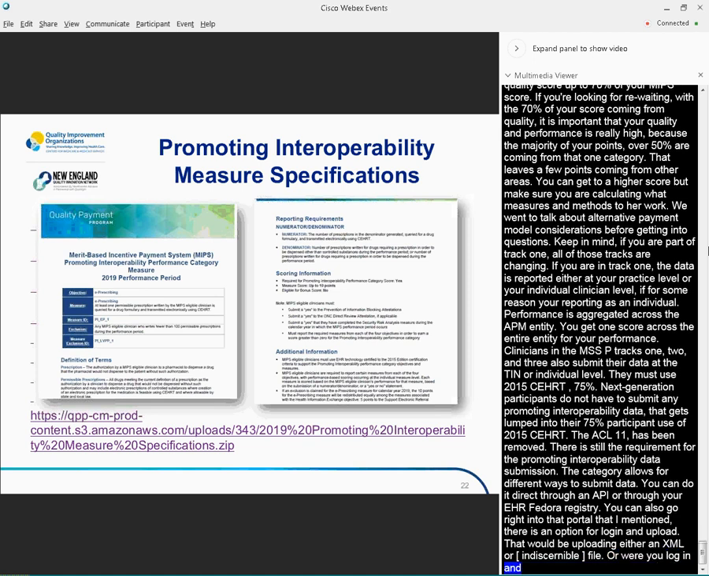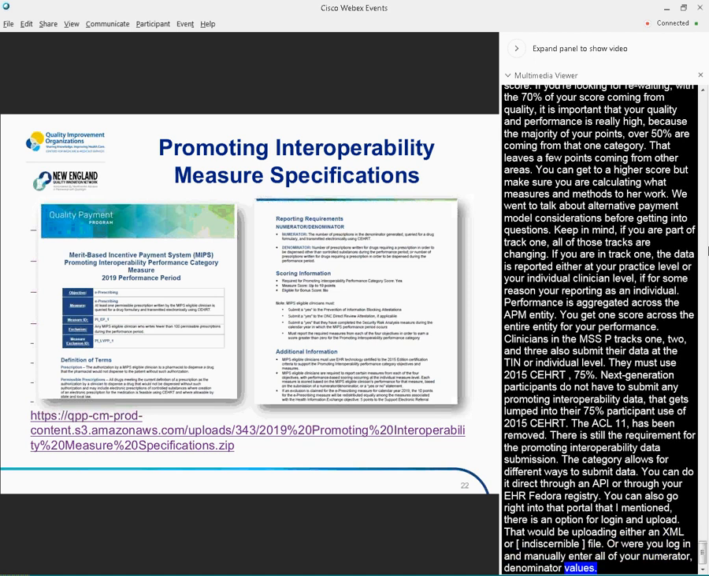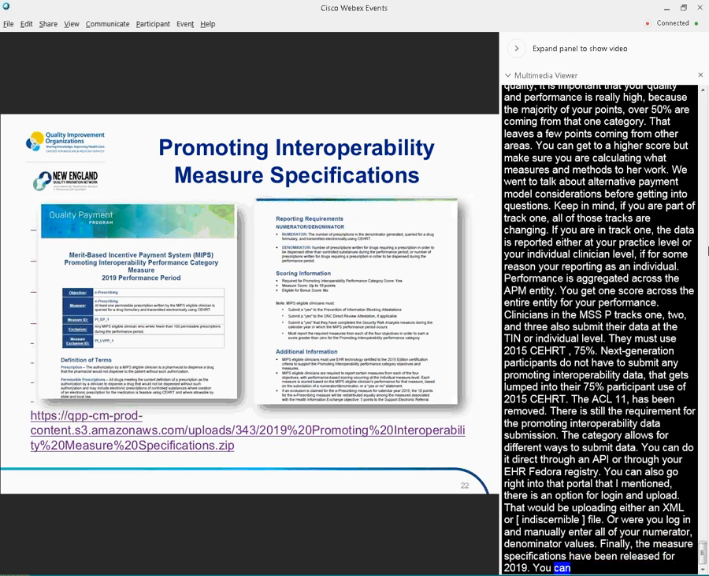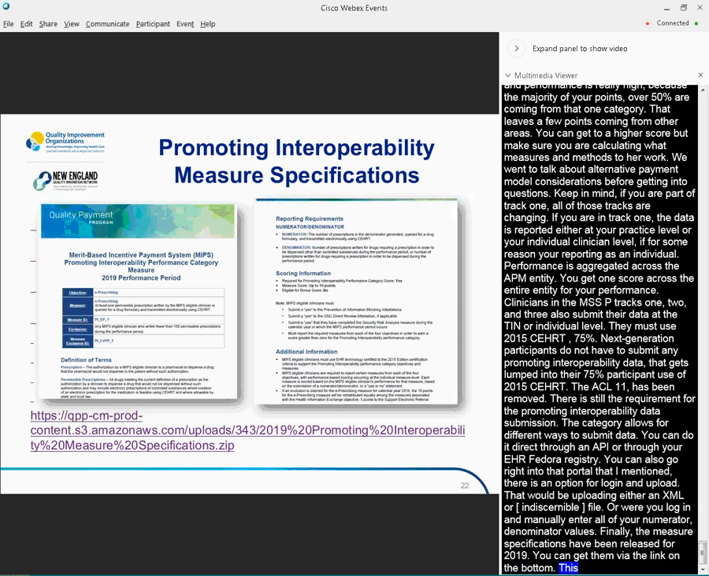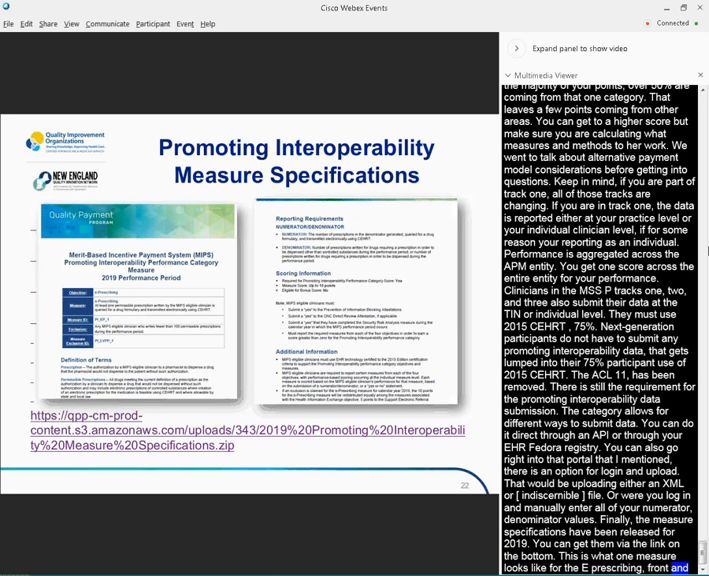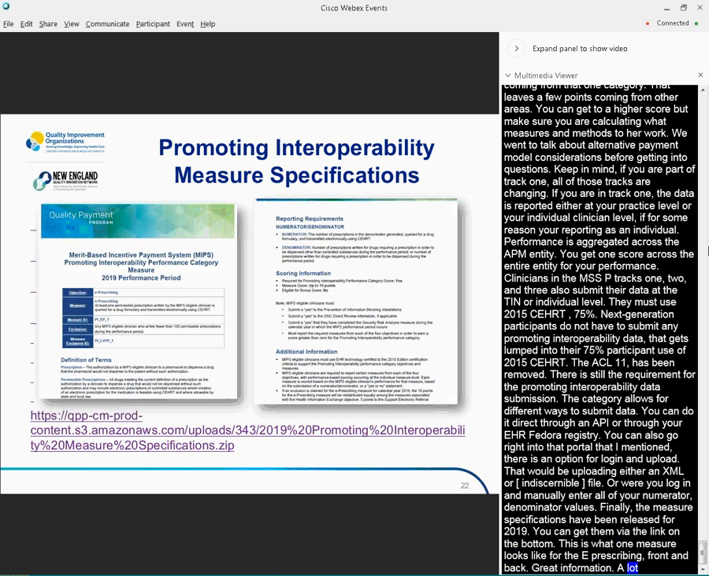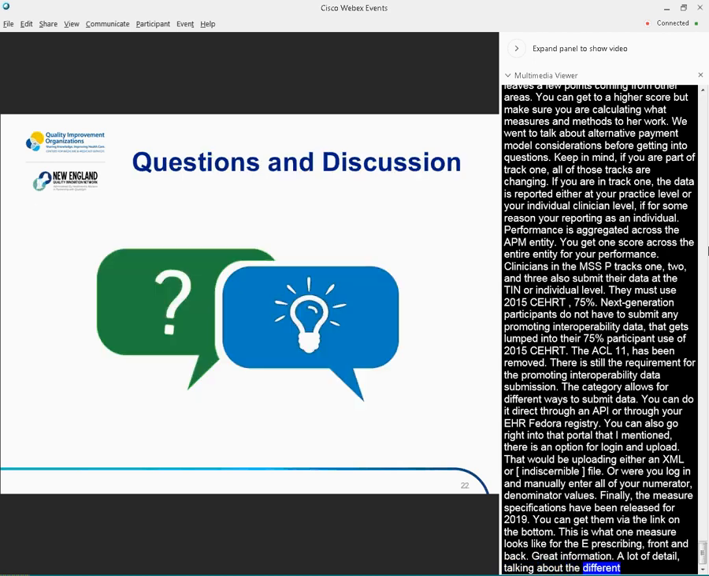And finally, the Promoting Interoperability measure specifications for 2019 have been released. You can get them via the link on the bottom. This is what they look like. This is just one measure for e-prescribing, front and back. Great information, a lot of detail talking about the different certification requirements and whatnot. So if you're interested, definitely go and check those out.